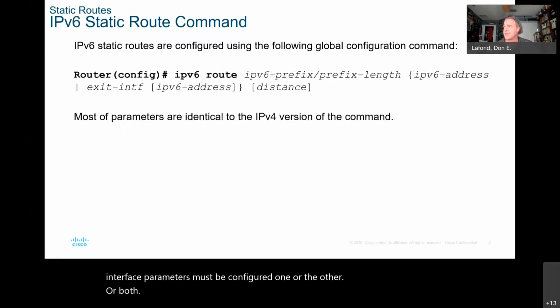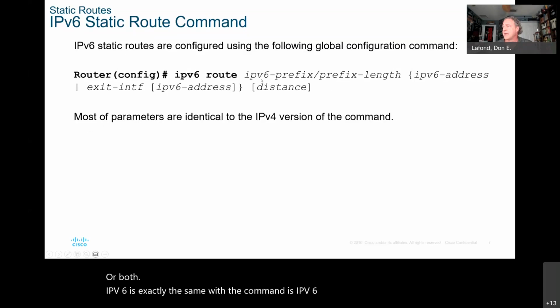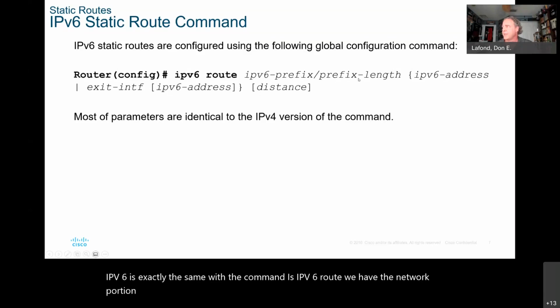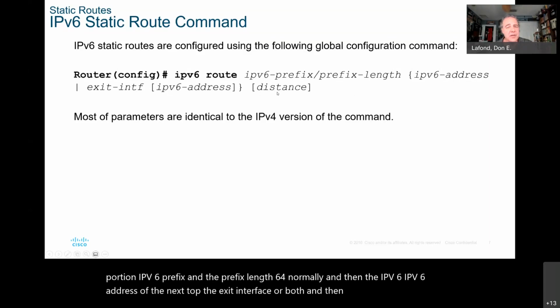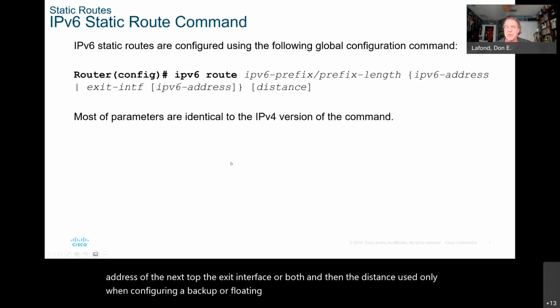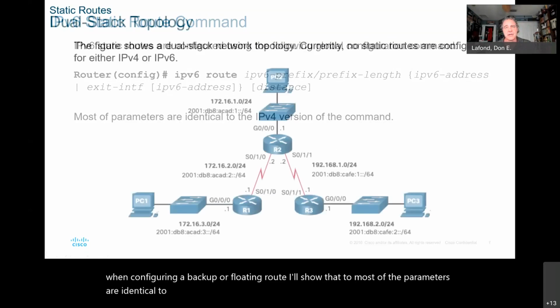IPv6 is exactly the same. The command is ipv6 route. We have the network portion, the IPv6 prefix, and the prefix length, 64 normally. And then the IPv6 address of the next hop, the exit interface, or both, and then the distance used only when configuring a backup or floating route. I'll show that to you. Most of the parameters are identical to the IPv4 version of the command.